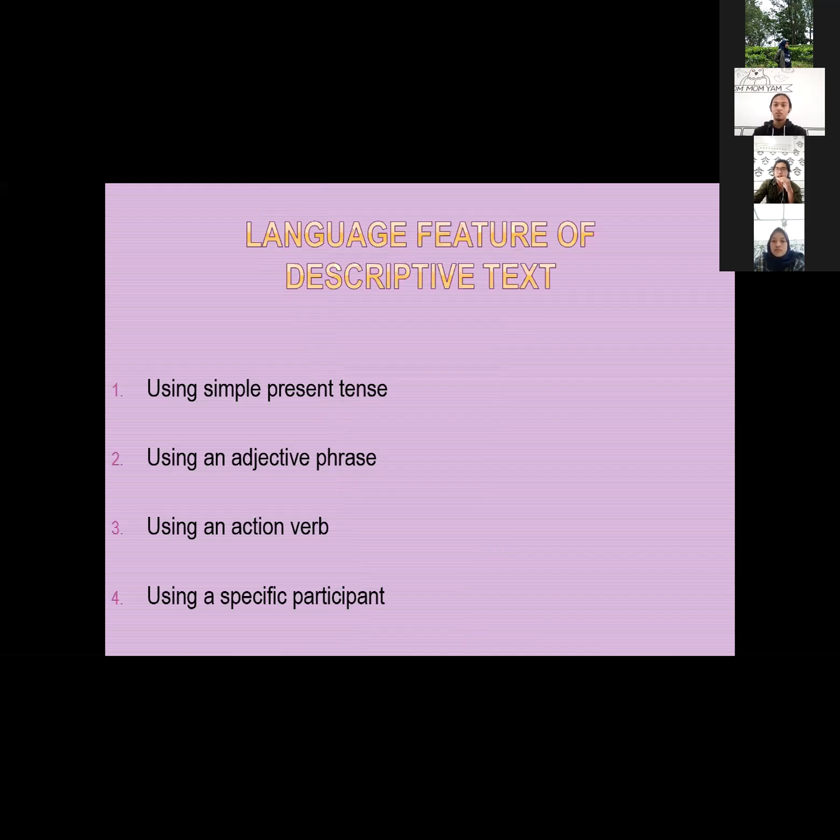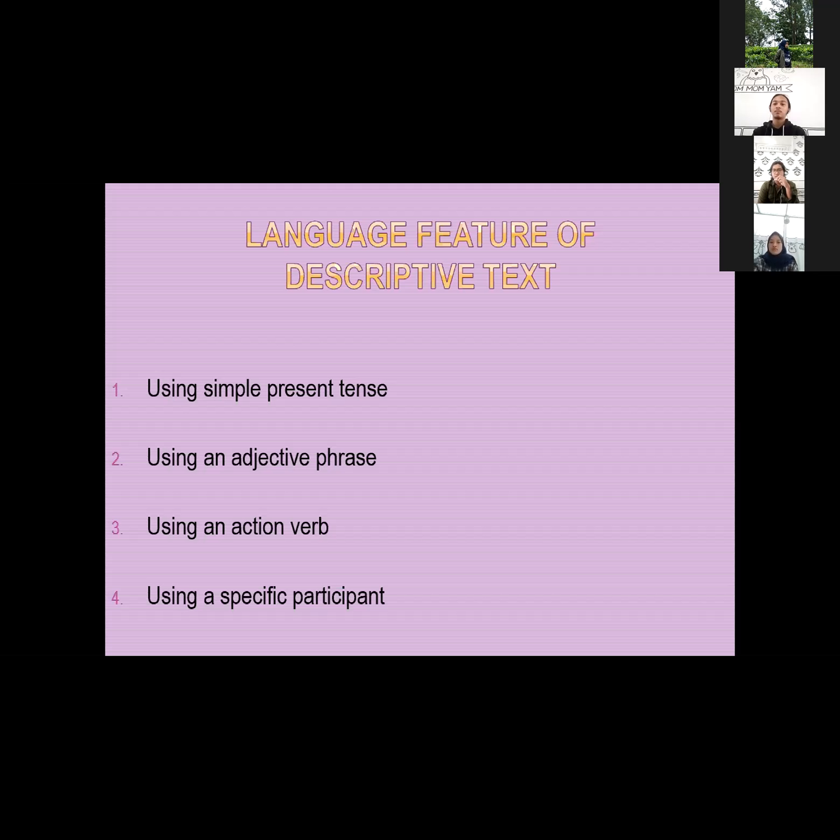Okay, there are four language features of descriptive text. The first is using simple present tense. Why? Because we will describe a fact or truth that is attached to something or someone. And one of the functions of simple present is to illustrate the fact or the truth. For example, the sun is hot. It is a fact because the sun is hot. Therefore, you should always use the first form of the verb, which is verb 1.